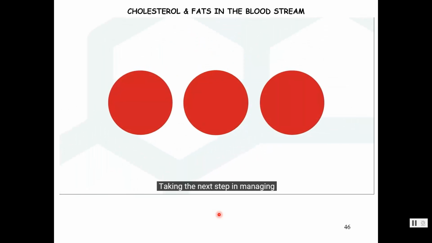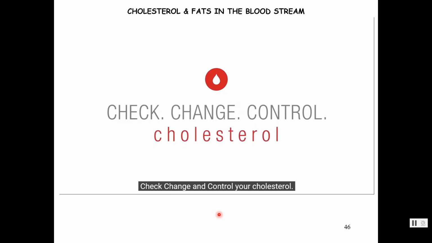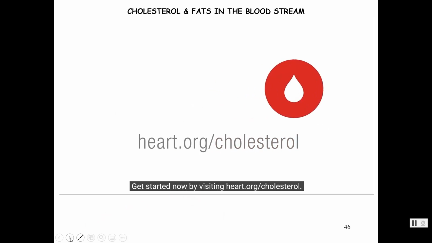Taking the next step in managing your health is as easy as CCC. Check, change, and control your cholesterol. Get started now by visiting heart.org/cholesterol.